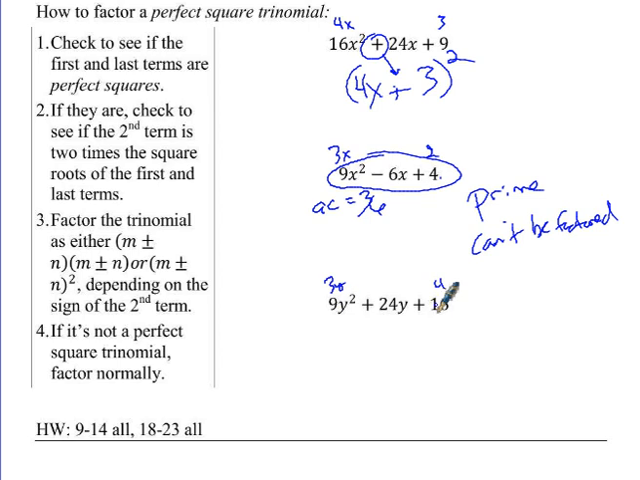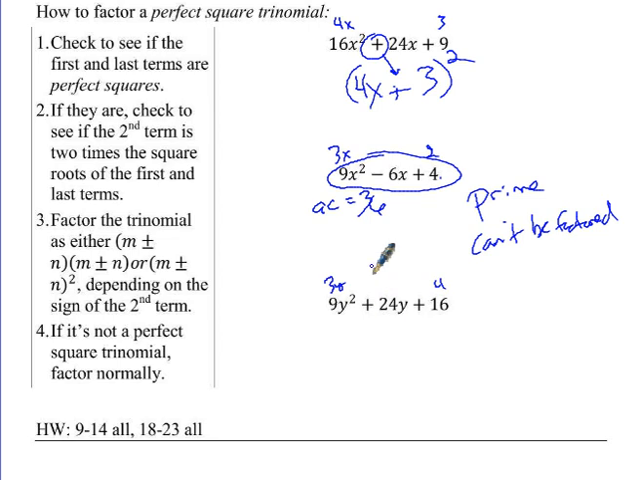Now what do we do with this 3y and 4? Multiply them together. We get 3 times 4 is 12y. And then what do we do to that? So double it, and we get 24y. Is that the middle term? Yes, so 24y is the middle term, which means that this fits the pattern.